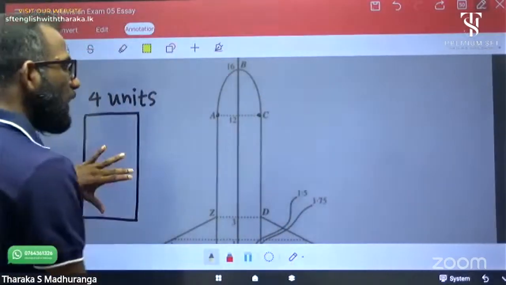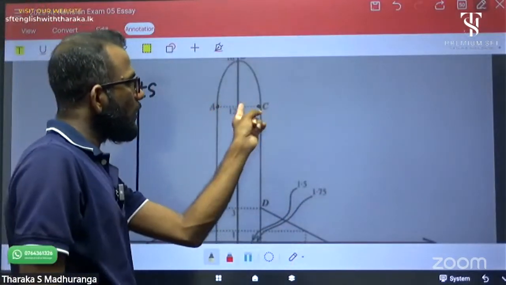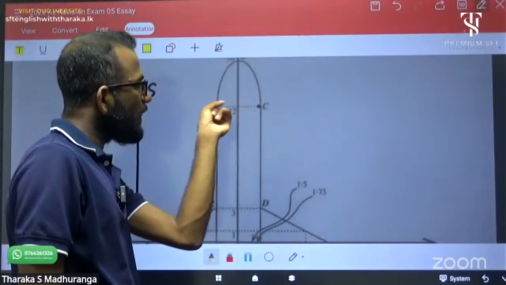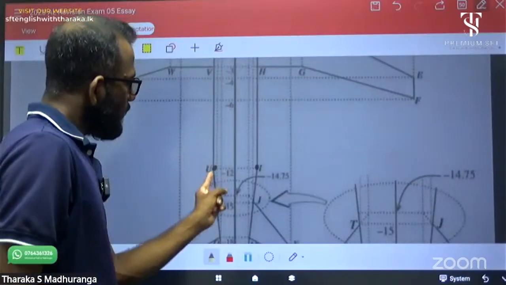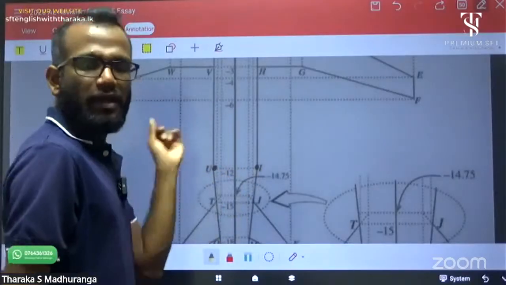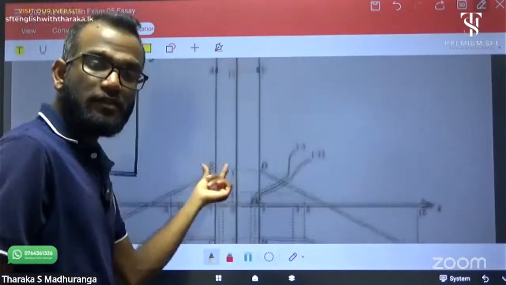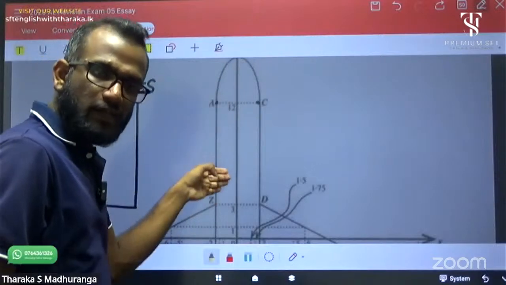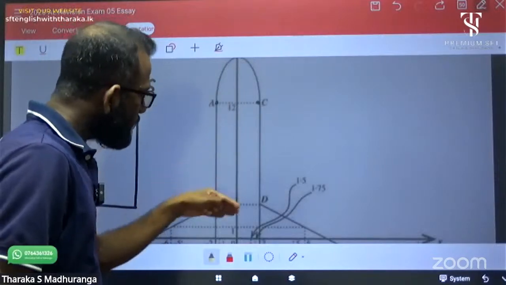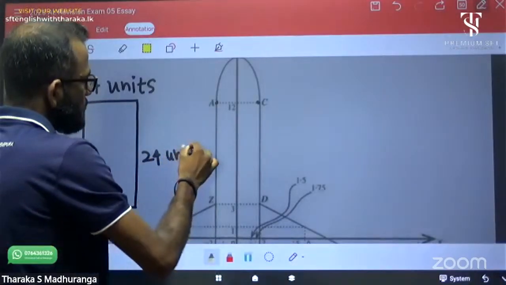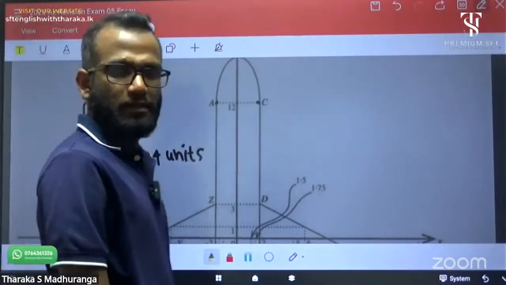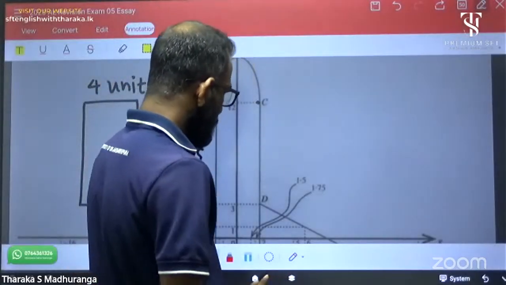What is the total height? What is the y coordinate at point C? This dash line is 12. On the other side, IU dash line is -12. 12 to -12. Plus side it is 12 and 12, 24 units. Then let's move into the answer script.